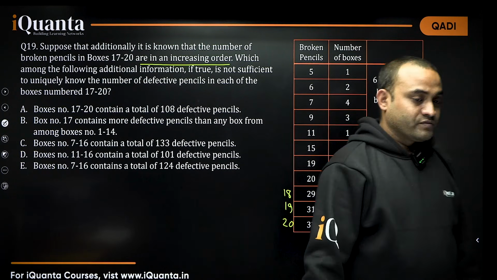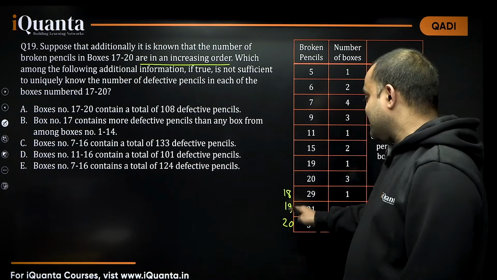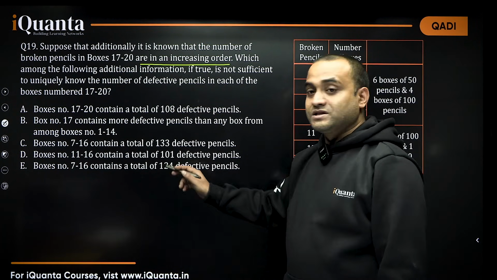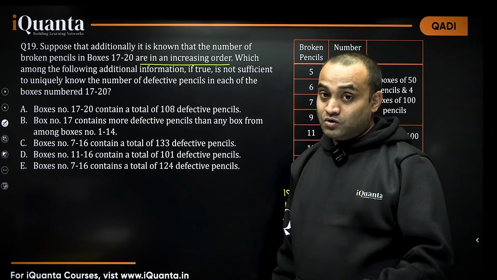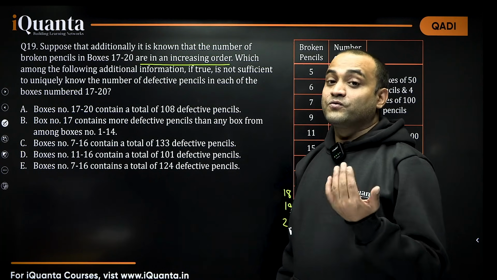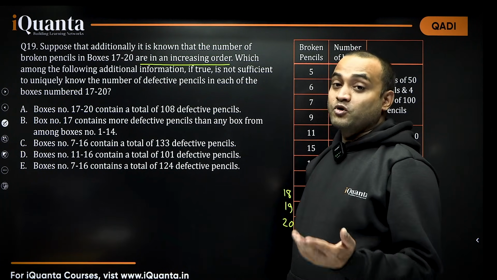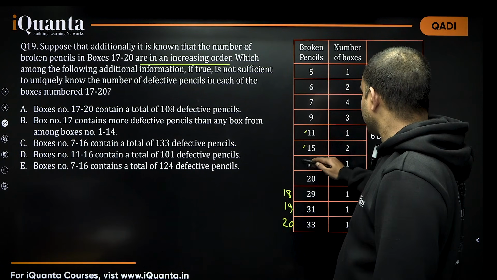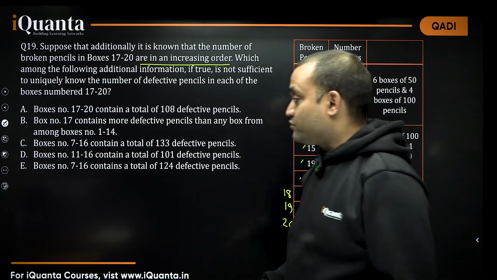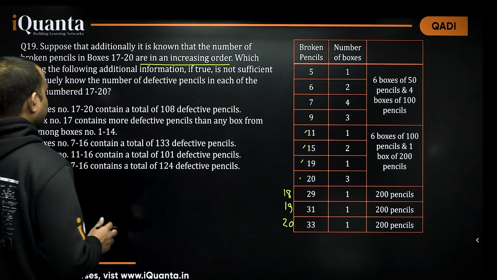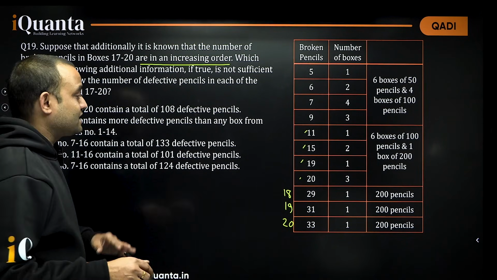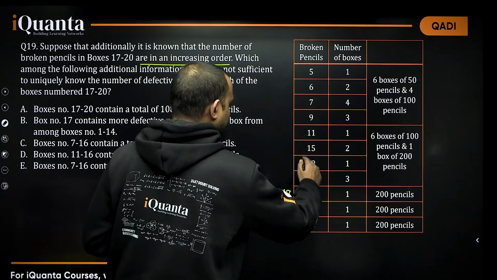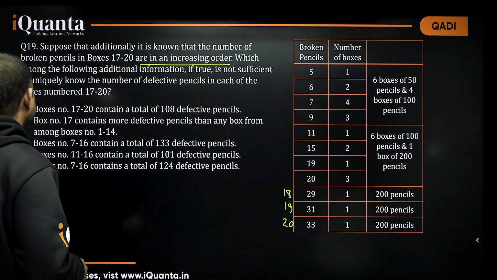Okay, so we already know in these 3 boxes 18 to 20, basically it says which of the information, if true, means it's true but not sufficient to find out the number of broken pencils in box number 17. Out of these four, what is the number of broken pencils? We should not be able to determine that using one of the given information, but we should be able to determine that using rest of the information. Okay, let's start with A.